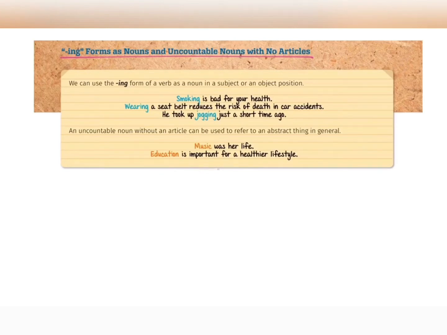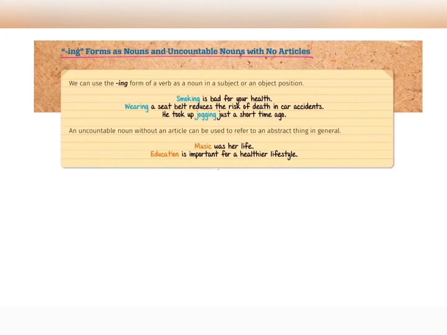In this case, the action of wearing a seatbelt is your whole noun. Therefore, reduce becomes your main verb in that sentence. With uncountable nouns with no articles, the thing that you have to keep in mind is that when you speak about a noun that's uncountable, you have to speak about something that's general, like the examples here.